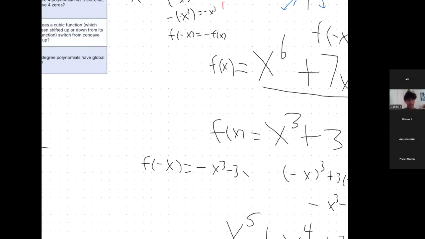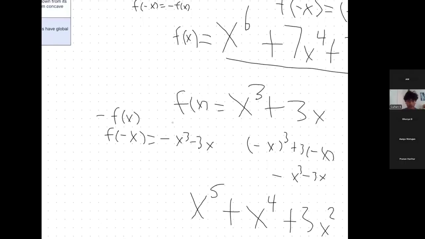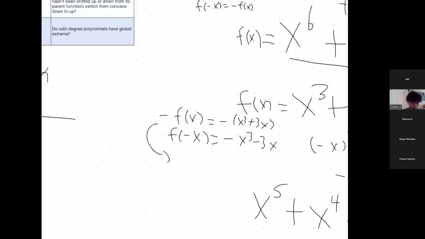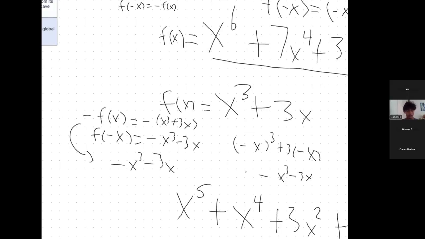Now we have to find what negative f of x is. To do that, we just multiply all of x cubed plus 3x by negative 1. So negative x cubed plus 3x, and if we multiply this out using the distributive property, it's going to be negative x cubed minus 3x. Therefore, f of x, negative f of x, and f of negative x are equal, so this is an odd function.